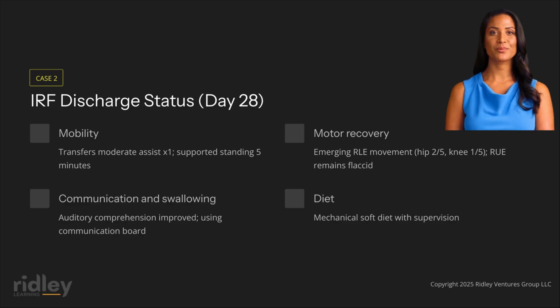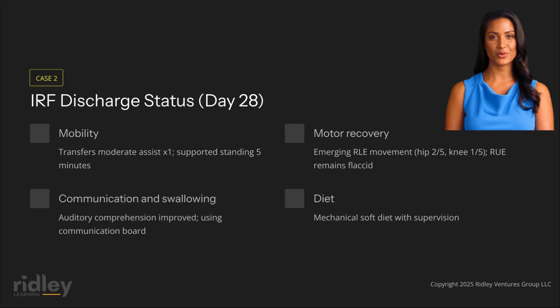By inpatient rehabilitation facility discharge after a 28-day stay, Mr. had made meaningful functional gains despite persistent severe deficits. He transferred with moderate assistance of one person using a sliding board, achieved supported standing for 5 minutes with moderate assistance, and had early emergence of right lower extremity movement with 2 out of 5 hip flexion and 1 out of 5 knee extension. His right upper extremity remained flaccid. He required moderate assistance for most self-care activities, completed with his left hand.